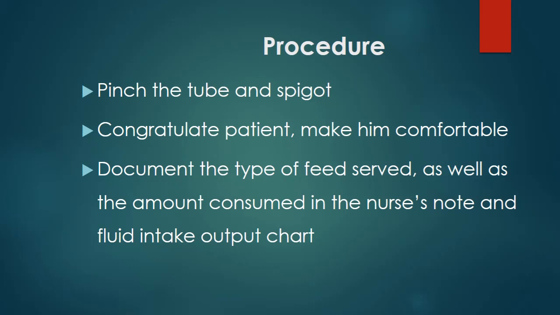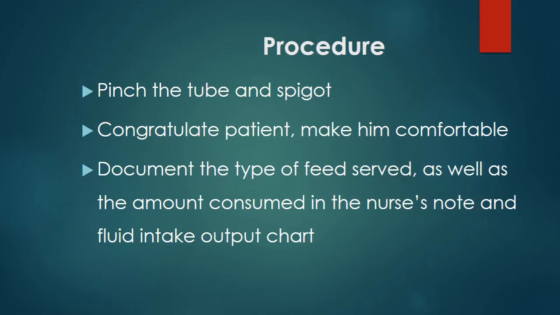Then as well, the amount that the patient was able to take. So let's say patient was served with 30 ml of light soup, but patient could tolerate 15 ml. 30 ml of porridge was served, but patient tolerated 10 ml. Then you write in the nurse's notes as well as the fluid intake and output chart. This is all as far as NG tube feeding is concerned.